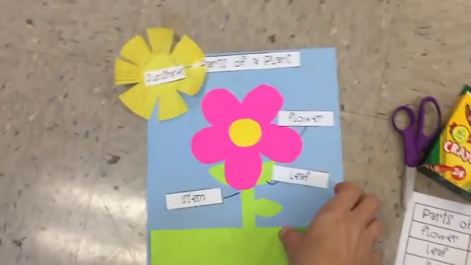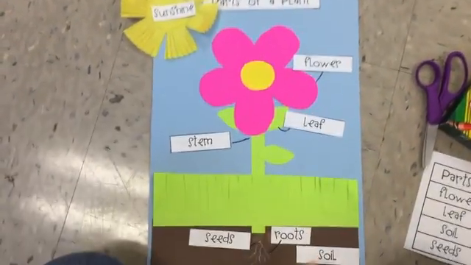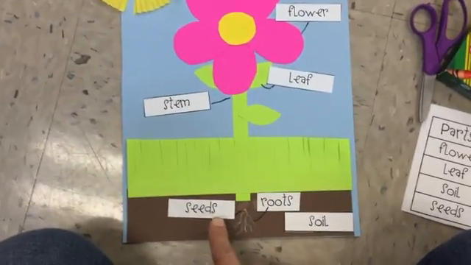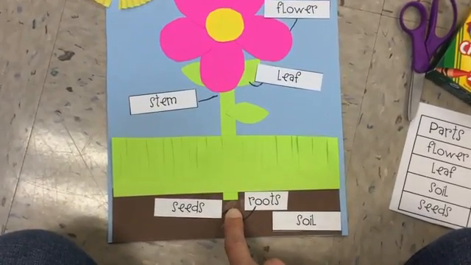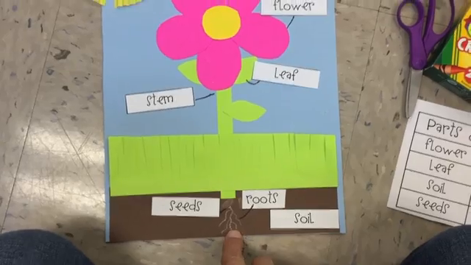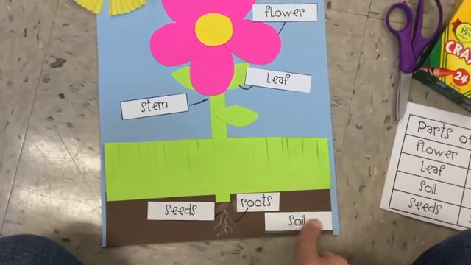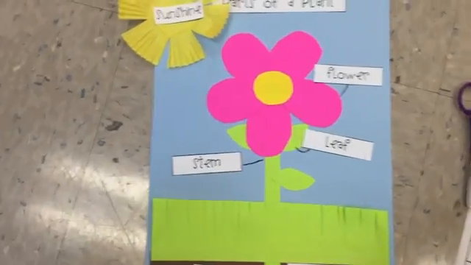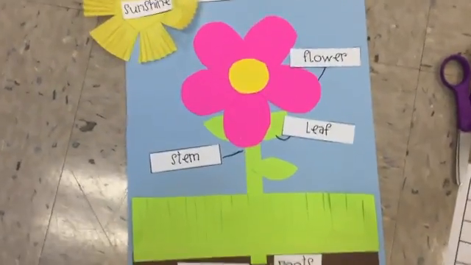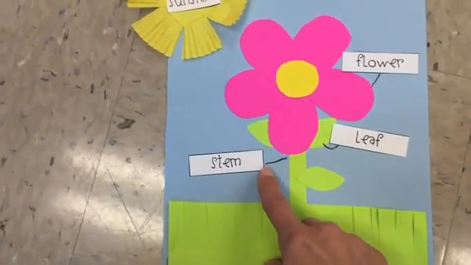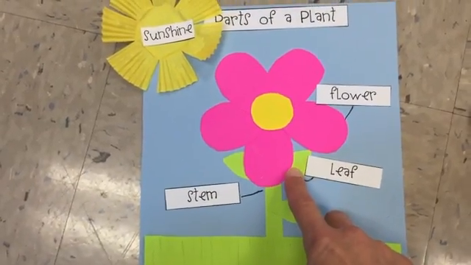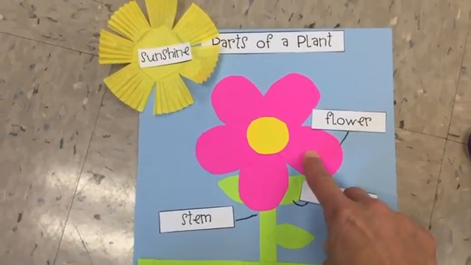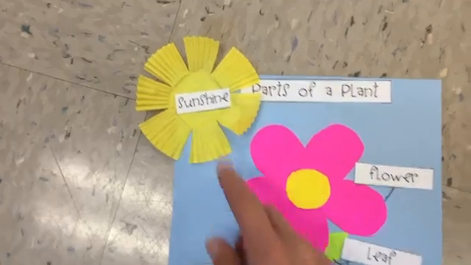And here is what Mrs. White's looks like. You can see that I labeled my seeds. I drew it with a crayon, and my root, I drew it with a crayon. The soil was just the brown. I have my grass here. I wanted to add that detail. This is my stem, the leaf, the flower, and this is a sunshine.